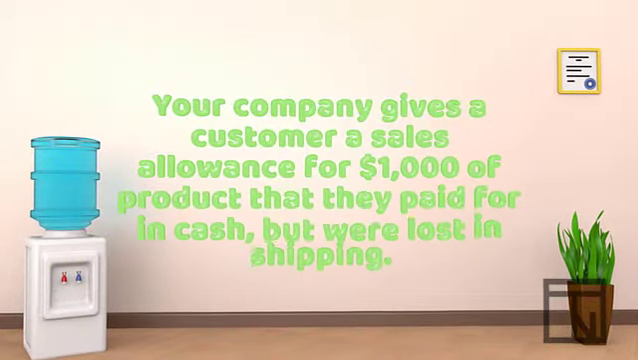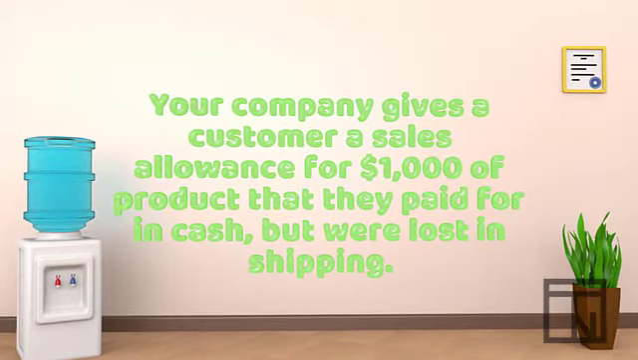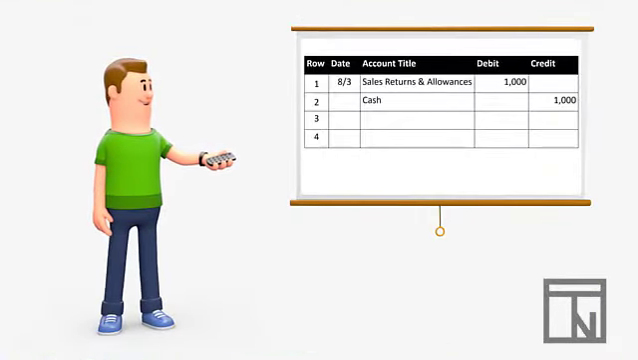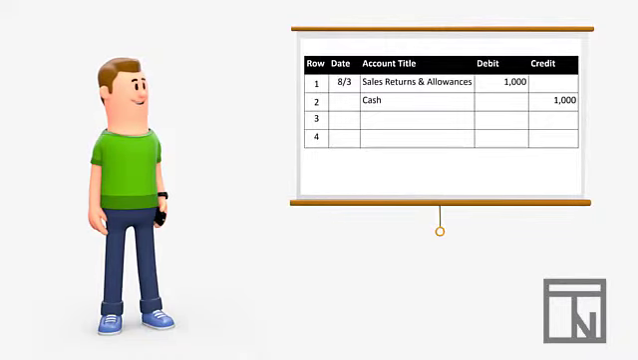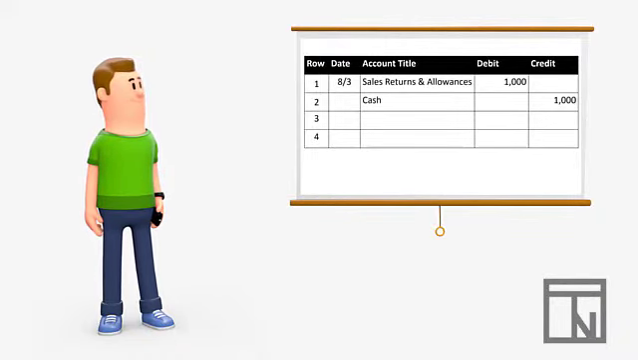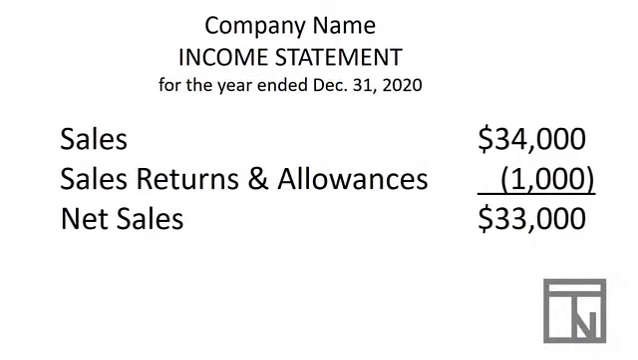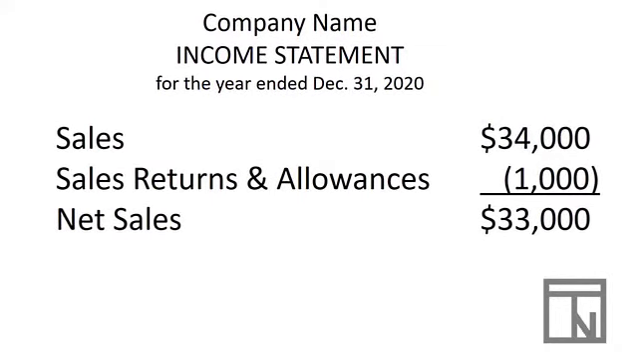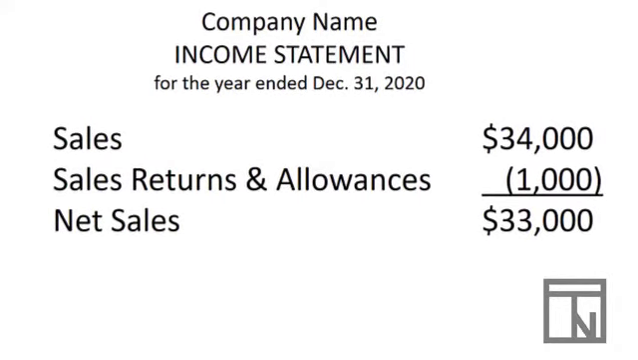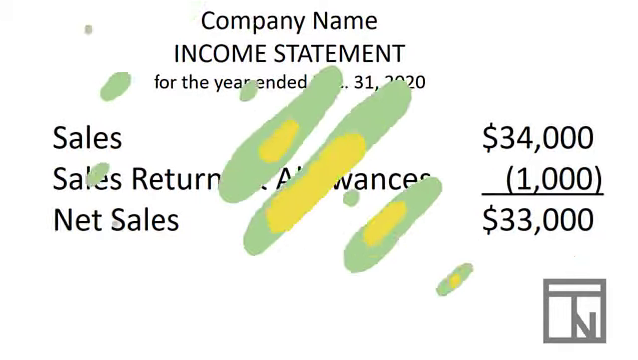So let's imagine that we give a customer a sales allowance for $1,000 of product that they paid for in cash, but were lost in shipping. To journalize this transaction, we would debit sales returns and allowances for $1,000 and credit cash for the same amount. Then, on the income statement, this allowance would appear in the revenue section in the sales returns and allowances contra account below sales like this. By splitting the allowance into its own account, we can see that there were originally $34,000 in sales and $1,000 returned to the customer. So our net sales are only $33,000.